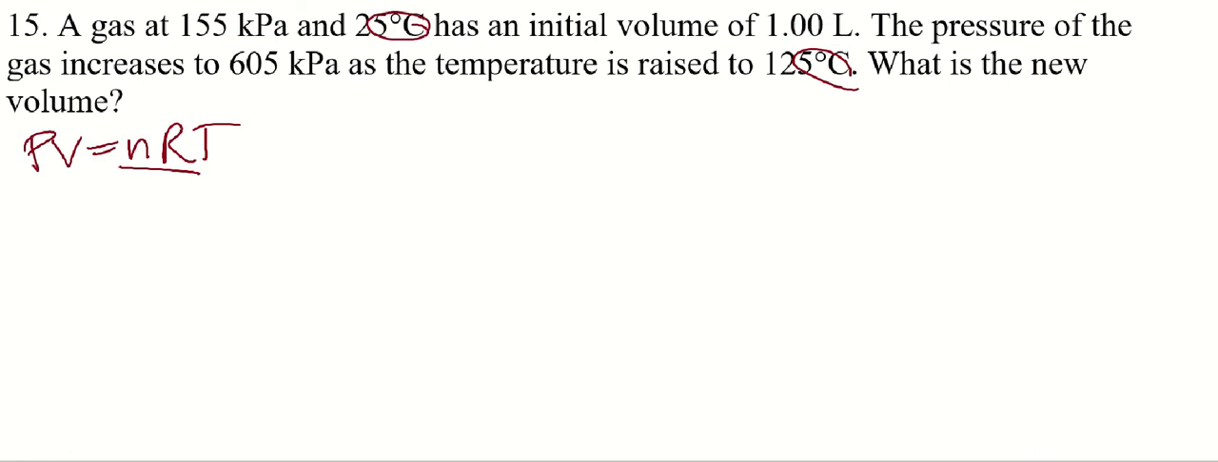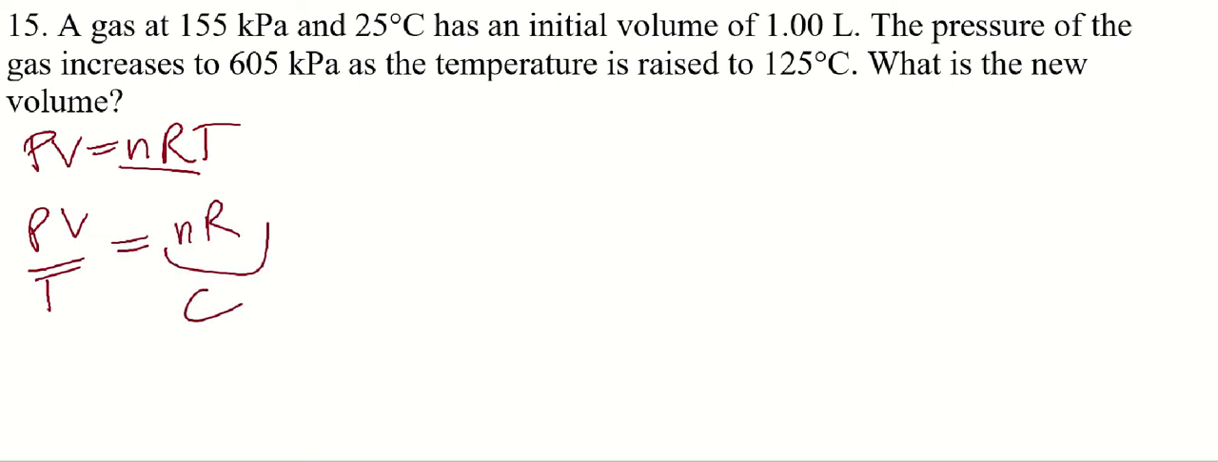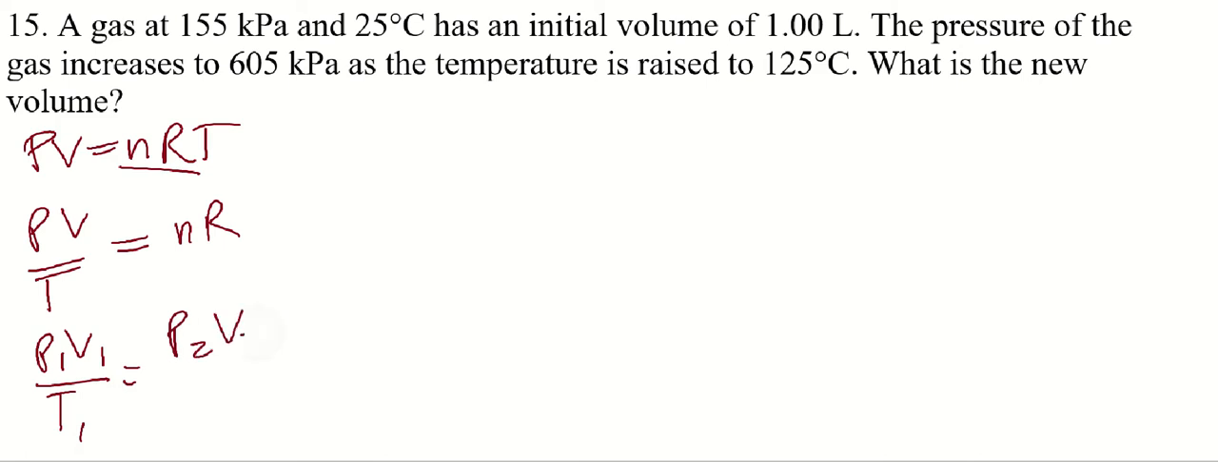So all these variables, we're going to move over to one side, and all the constants, in this case just N and R, we're going to move to the other side. And if we do that, we're just going to divide both sides by T, and we get PV over T is equal to nR. And this side is just a constant. So because that's a constant, we can rewrite this as P1 V1 over T1 is equal to P2 V2 over T2, and this is commonly known as the combined gas law.